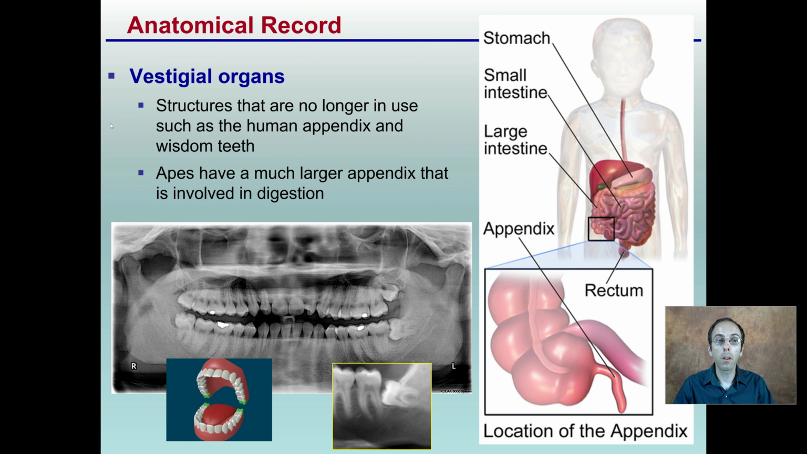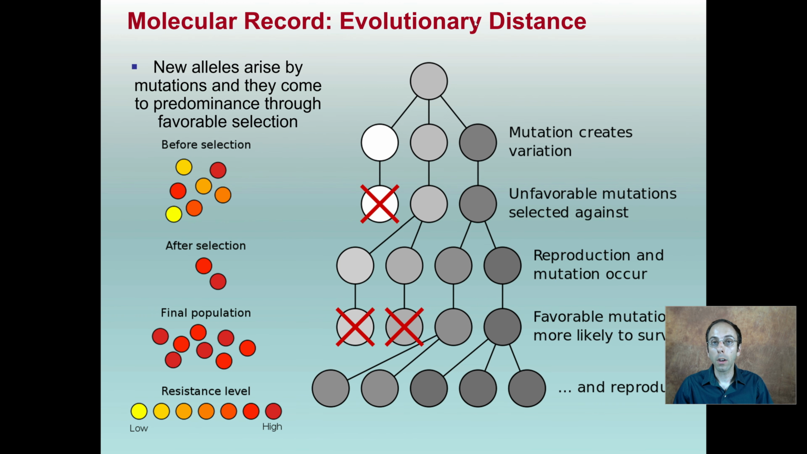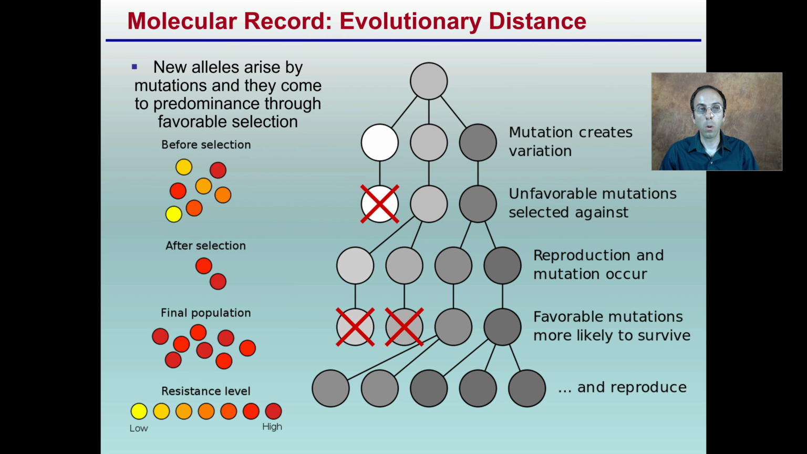Structures that are no longer in use, such as the human appendix and wisdom teeth. Apes have a much larger appendix that's involved with the digestive process. We have these structures and we can easily live without them. This is evidence that they may have been used at one time, and now if we're born without them, we have no negative effects.